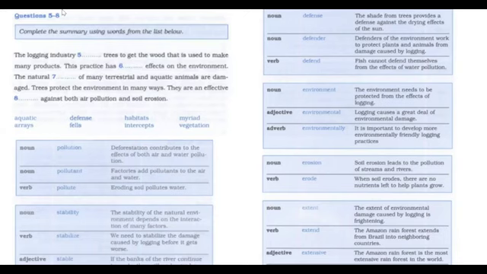Okay, could you please read the whole sentence? "Tree to get the wood that's used to make many products." And what are the keywords?